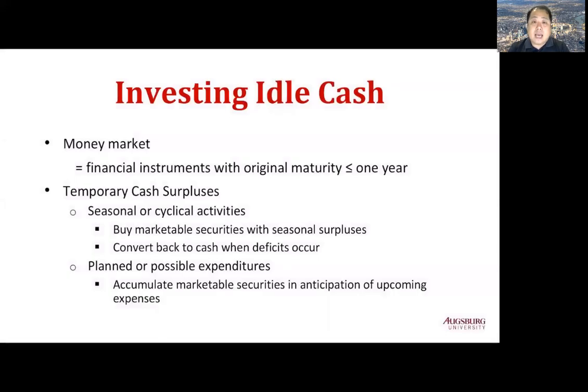If there's idle cash, we should invest, usually in money market securities, financial instruments with original maturity less than 1 year. If the temporary surplus is originated by seasonal or cyclical activity, the company may buy marketable securities with seasonal surpluses and convert back to cash when deficits occur. If expenditures are planned, the firm can accumulate marketable securities in anticipation of upcoming expenses.